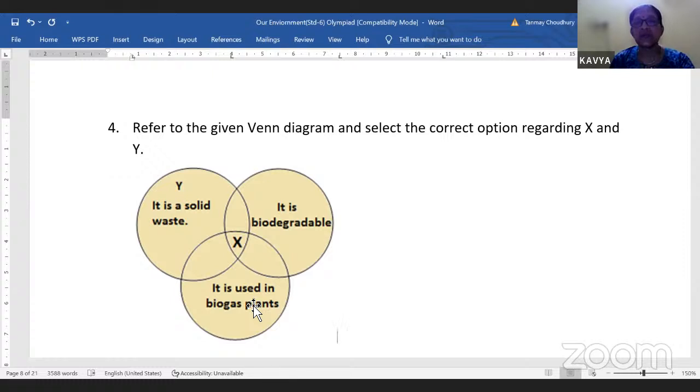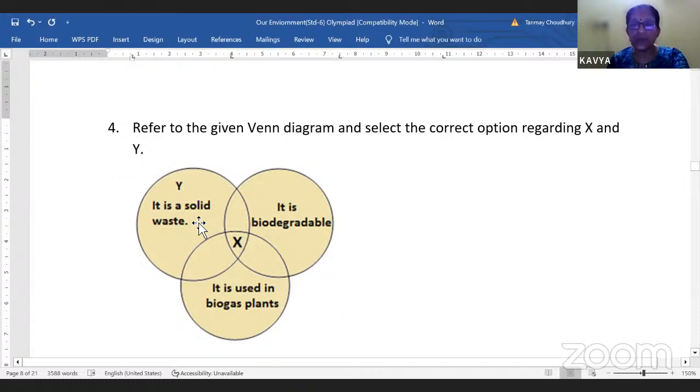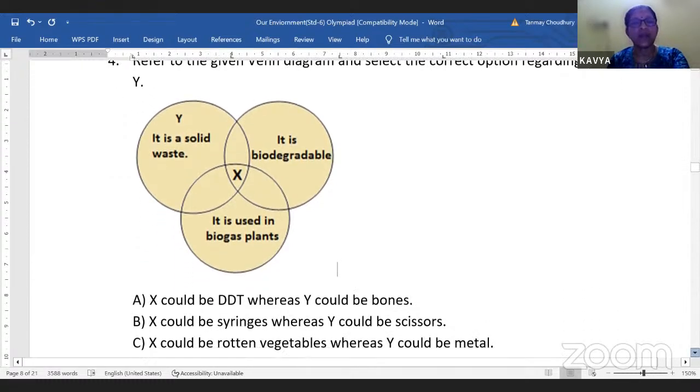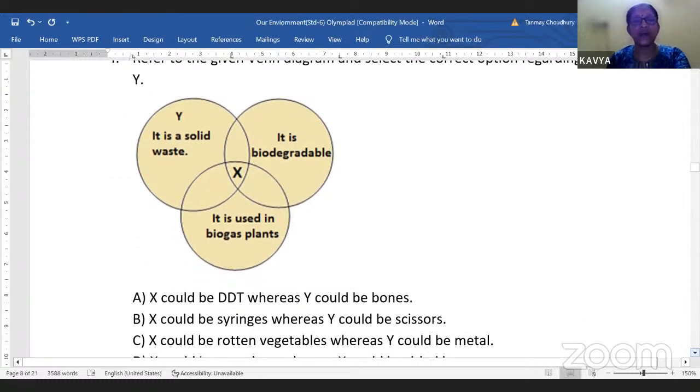Biogas structures are being used to heat food. For example, we are using the LPG gas cylinder, but in villages they're using biogas plants, which is very useful because all these biodegradable wastes are being converted and biogas is produced. So this is environment friendly. So X is something which is a solid waste, which is biodegradable and which is used in biogas plants. So what is X and what is Y? X could be DDT, whereas Y could be bones.